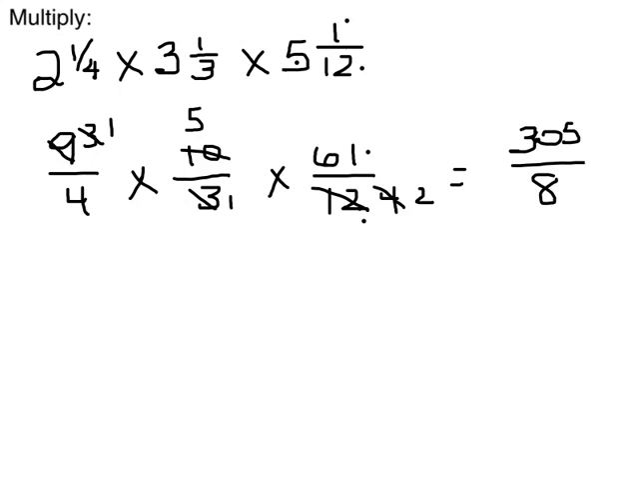All right, 12 and 9 will both divide by 3. 12 becomes a 4, 9 becomes a 3. 4 and 10 both divide by 2, so the 4 will become a 2, and the 10 becomes a 5. And I don't think you can cross cancel anything else, so you have to say 1 times 5 is 5, 5 times 61 is 305, and 4 times 1 is 4, times 2 is 8, and that would be your answer.